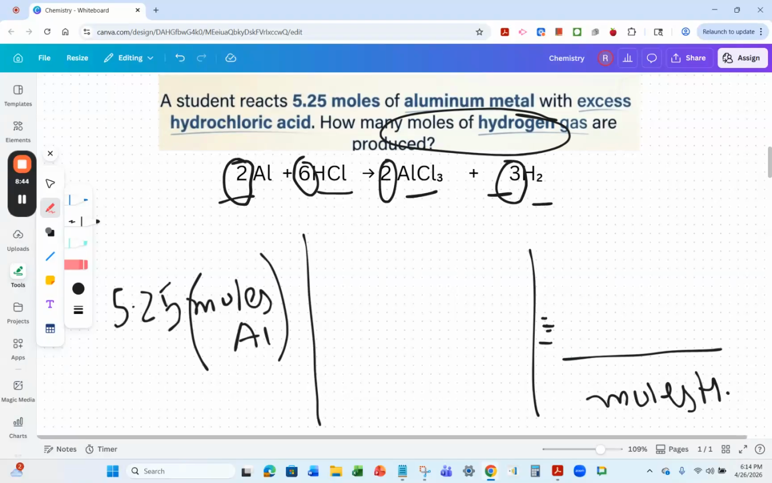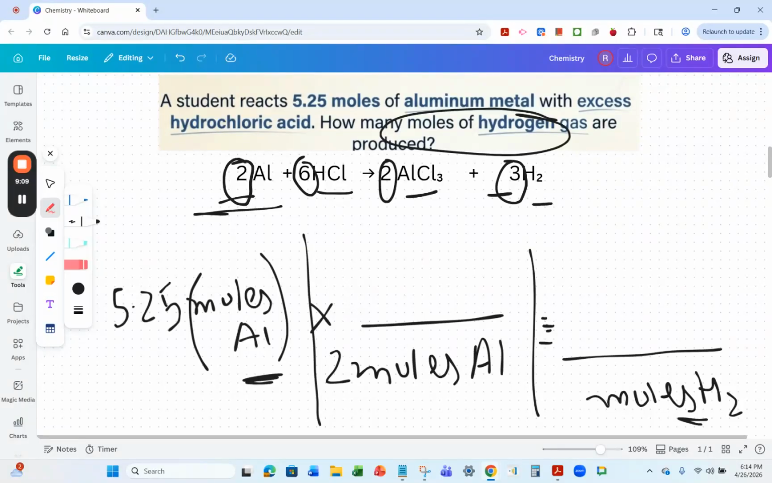Moles of hydrogen gas. And now you know, based on the previous two problems, so what will be in my middle column? Conversion factor from the balanced equation. So I need moles of aluminum and moles of hydrogen. Forget about the other moles. So how many moles of aluminum have reacted in the balanced equation? That is 2 moles of aluminum. And how many moles of hydrogen have been produced? 3 moles of hydrogen we produce.